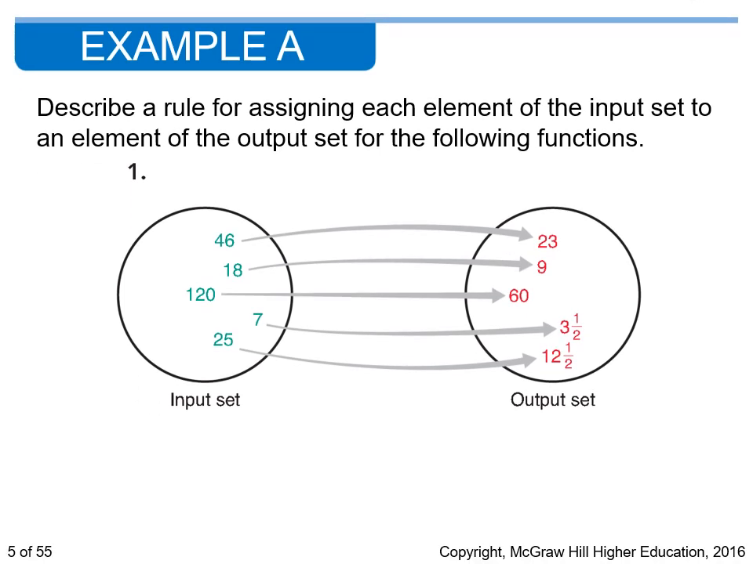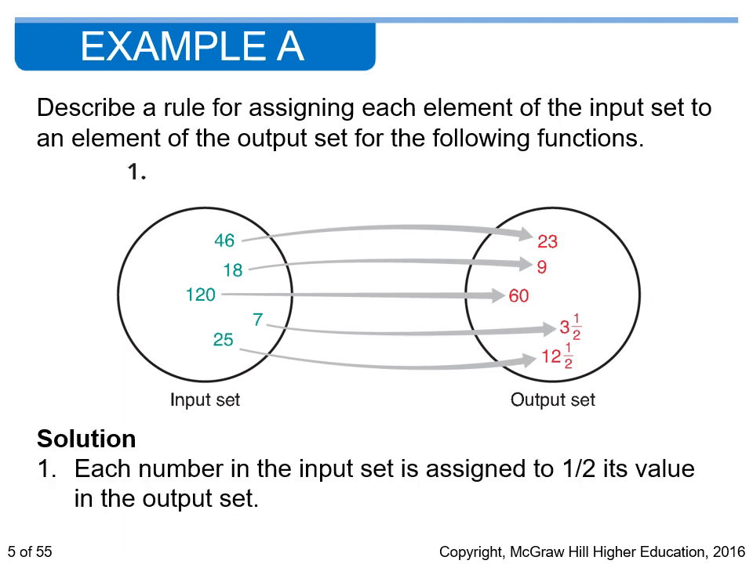Okay, here's that arrow diagram that was mentioned. So describe a rule for assigning each element of the input set to an element of the output set. So 46 goes to 23, 18 goes to 9, 120 goes to 6, 7 goes to 3.5, 25 goes to 12.5. So it looks like each input is assigned to half its value in the output set.